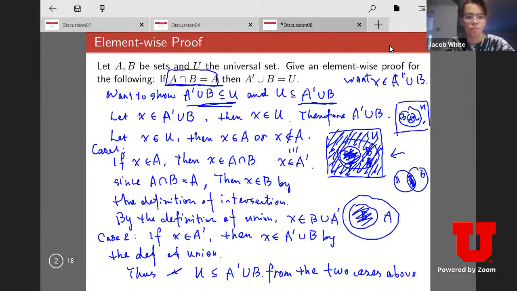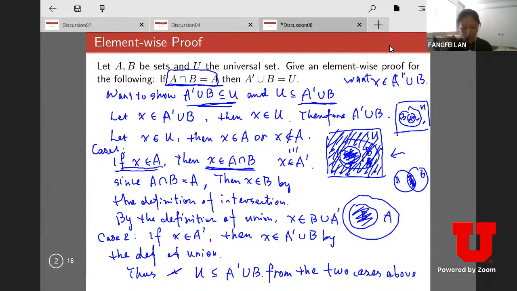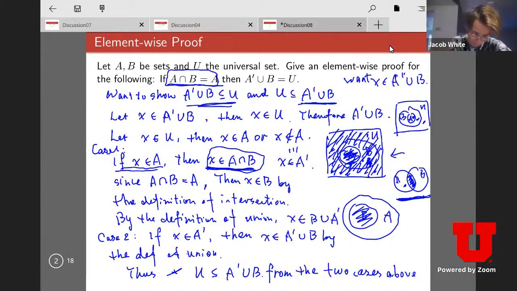I see. Okay. So because of this condition, you know A is a subset of B. And then because of this condition, we have this part, because if X is in A, then X is in A intersect B. This is not always true in this case, because X could be in here and not in B. But because we know A intersect B is A, that's how we get this. Okay, I get that.